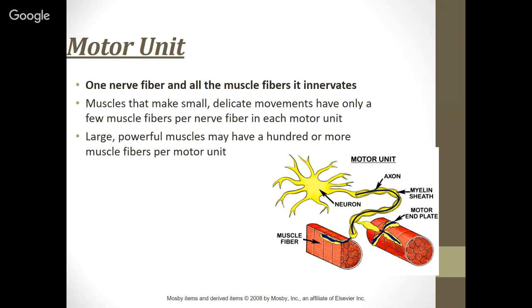A motor unit is when you have one nerve fiber and all the muscle fibers that it will innervate. That's called a motor unit. Muscles that make small, delicate movements have only a few muscle fibers per nerve in each motor unit. So your little fingers make small, delicate movements, because each nerve fiber just has the capability of doing just a few muscle fibers. Large, powerful muscles may have 100 or more muscle fibers per motor unit. So your large thigh muscles, when they're moving, have nerves that are in charge of a lot more muscle fibers.